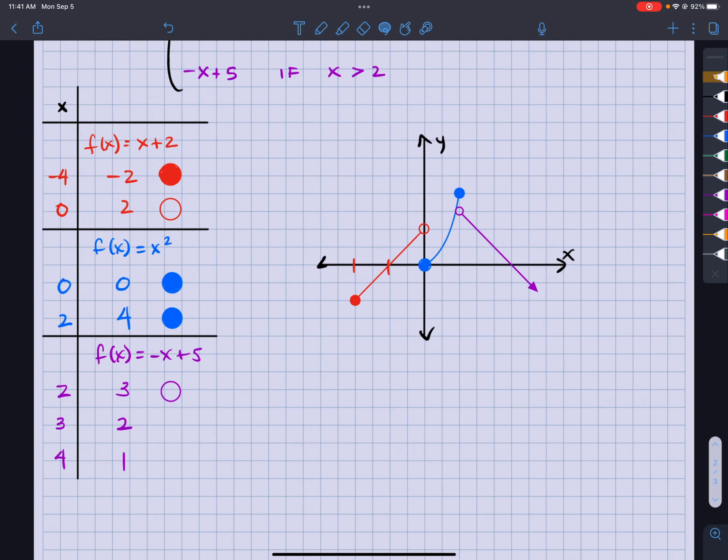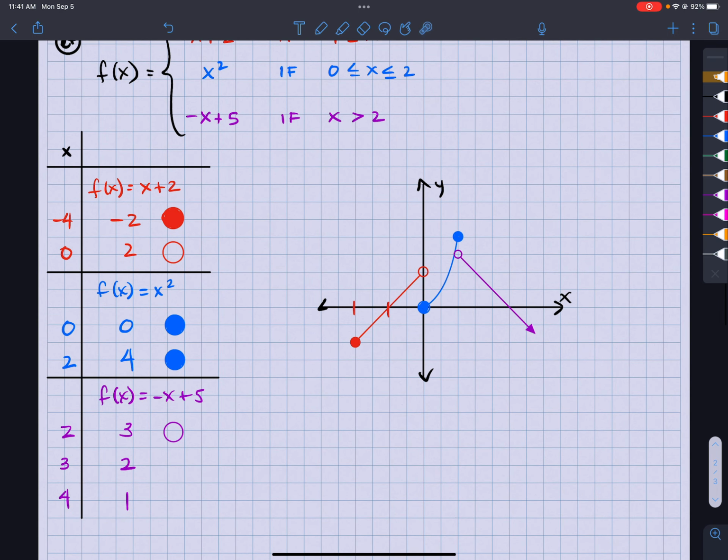All right. So again, if you look from -4 to 0 is the red, from 0 to 2 is the blue, and from 2 on is purple. Okay, so this would be considered a piecewise function.